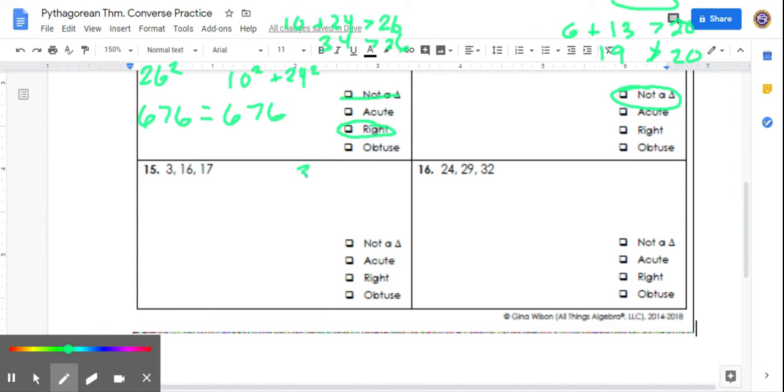So 15, first we check if it's a triangle. So we have 3 plus 16. Is that greater than 17? Yes, it is, because that's 19, which is greater than 17. So we can get rid of that option because it is a triangle.